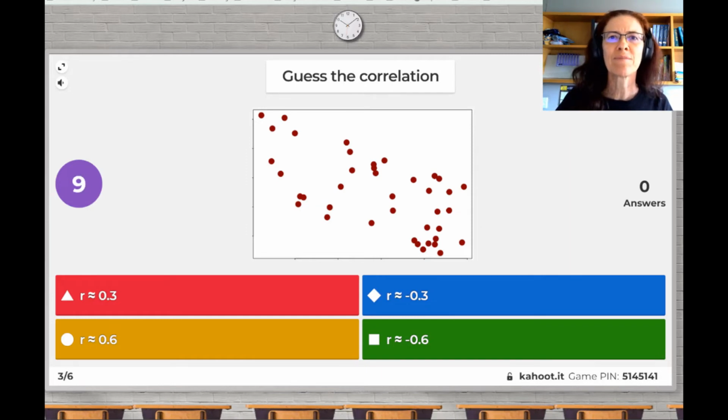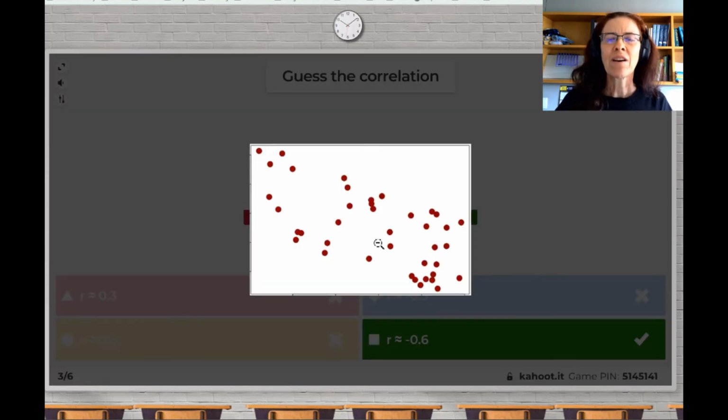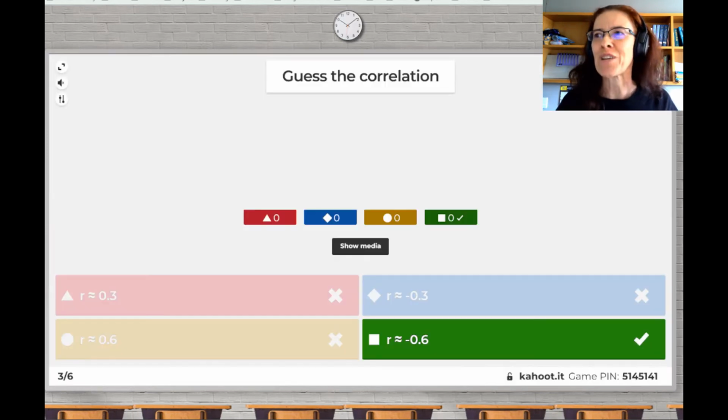Write something down. So this time, you can see that it's linear. It's still linear, and it's decreasing. So it only makes sense to pick the negative values. Now you need to choose between minus 0.6 and minus 0.3. And if you remember the previous one, it's more or less the same type of spread. So it makes sense that it's also going to be a 0.6, but negative because this time it's going down. Hope you're writing as you do it. Next one.